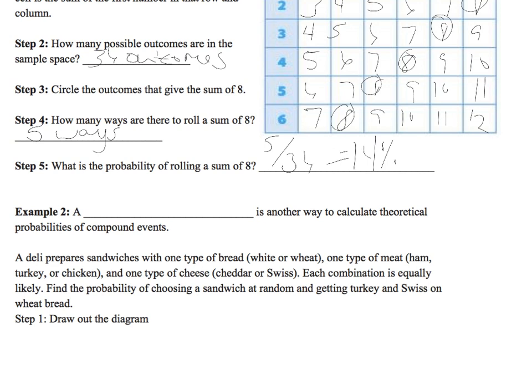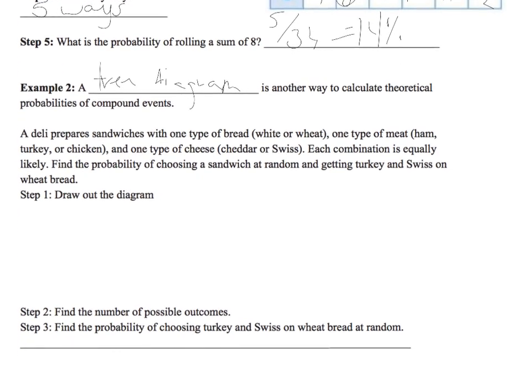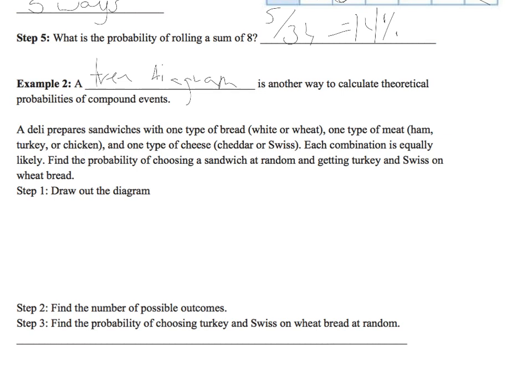All right, so let's list out how many outcomes we have here in this example. So it says a deli prepares sandwiches with one type of bread, white or wheat, one type of meat, ham, turkey, or chicken, and one type of cheese, cheddar or Swiss. Each combination is equally likely. Find the probability of choosing a sandwich at random and getting a turkey and Swiss on wheat. So this is really what we're going for. Before we can figure that out, we need to figure out how many total outcomes there are.